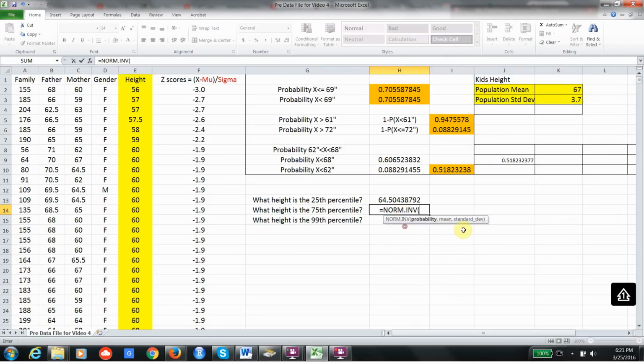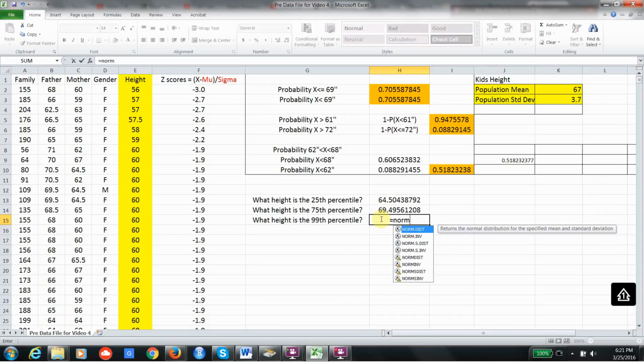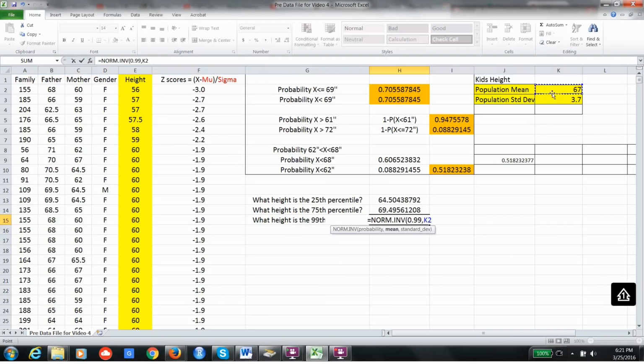Again, norm.inv, 75th percentile is going to be 0.75. And then the mean, standard deviation. And that's the value. And this makes sense that this is in the higher percentile, so the data value must be larger. And it is. 99th percentile, we'd expect to be larger than both of these. Okay, 0.99. And it is.